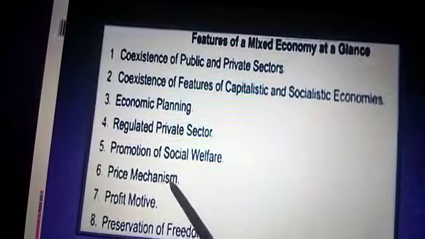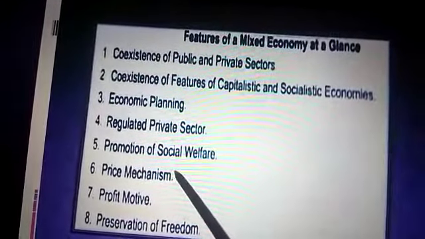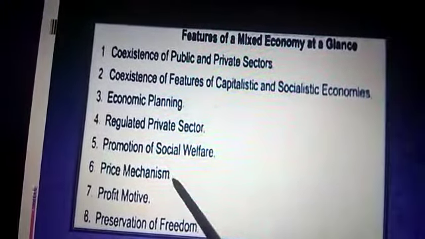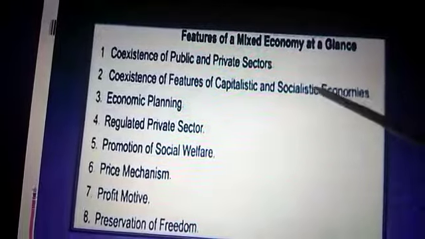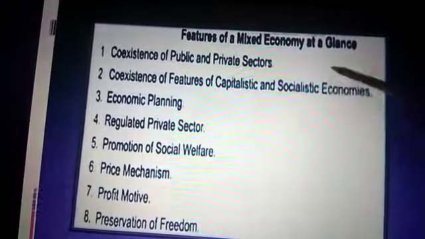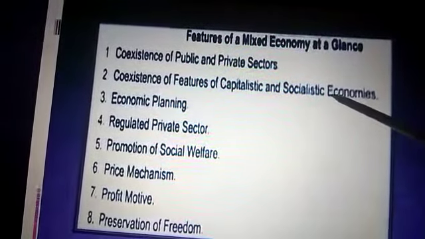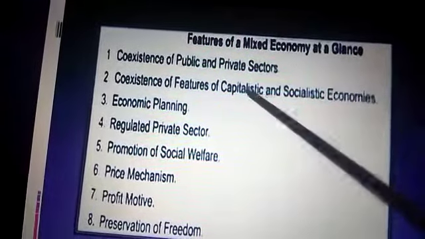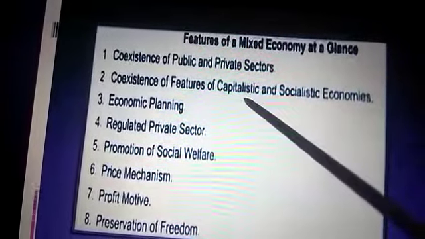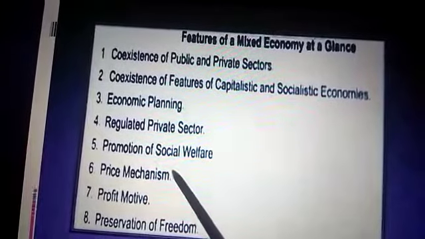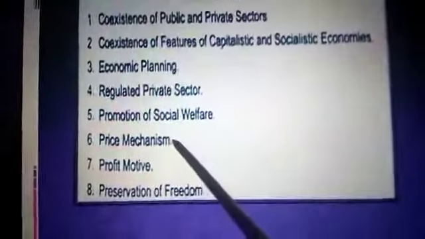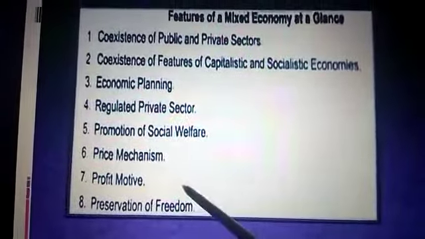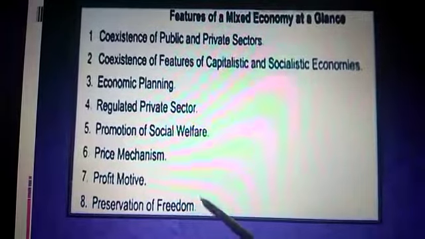Okay? That method of price determination is known as price mechanism. In a socialistic economy, the prices are determined by the government. It is known as regulated price. Clear? In mixed economy, we follow the pricing pattern of capitalistic economy in which prices are determined by demand and supply. Okay, last one is preservation of freedom.